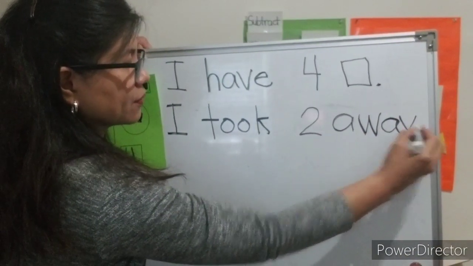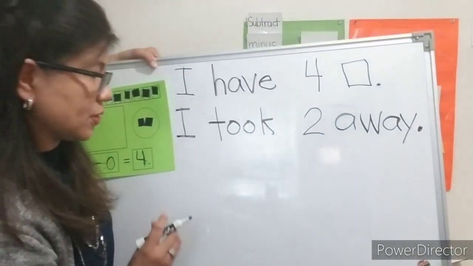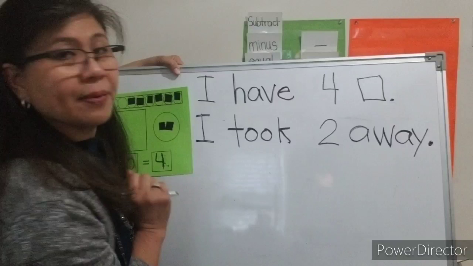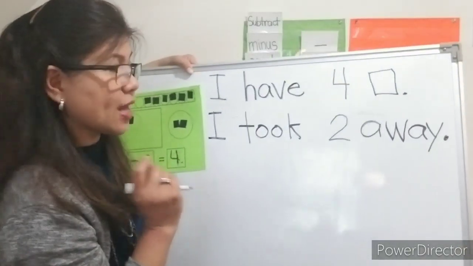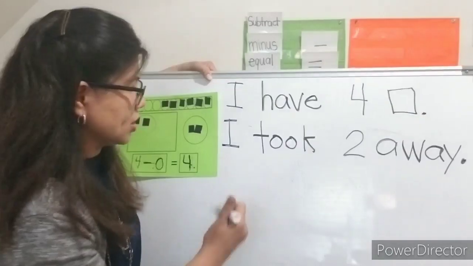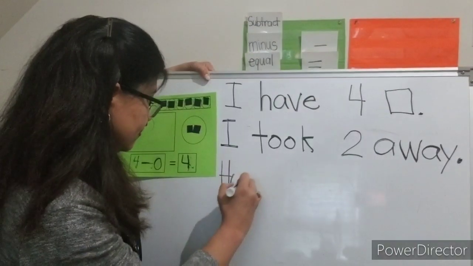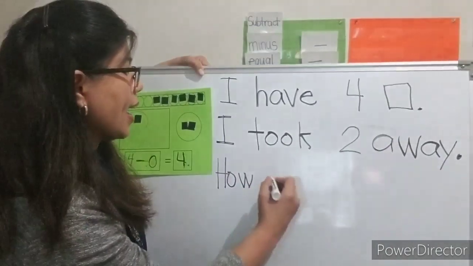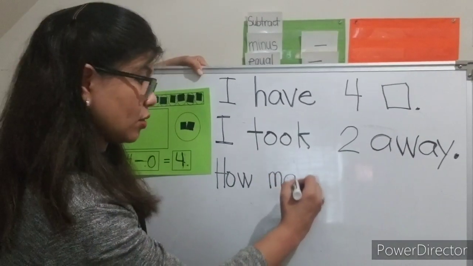A-W-A-Y. And put a period right there because a sentence ends with a punctuation. I took 2 away. What's the last sentence now? We need a question because it's not going to be a problem without a question. How, the word how is a sight word, H-O-W. How many? Many is also a sight word.